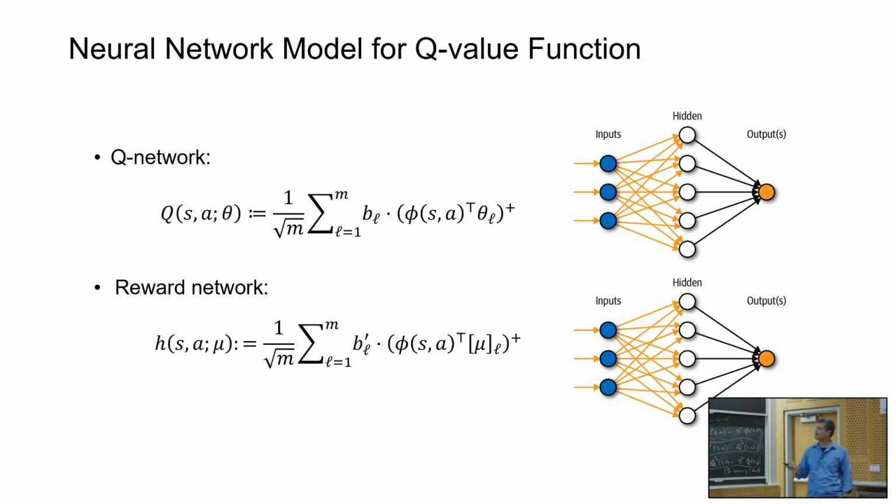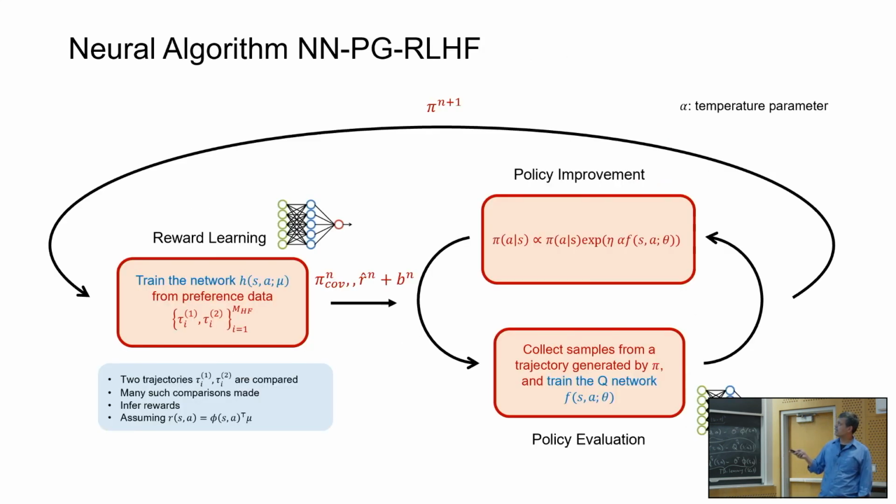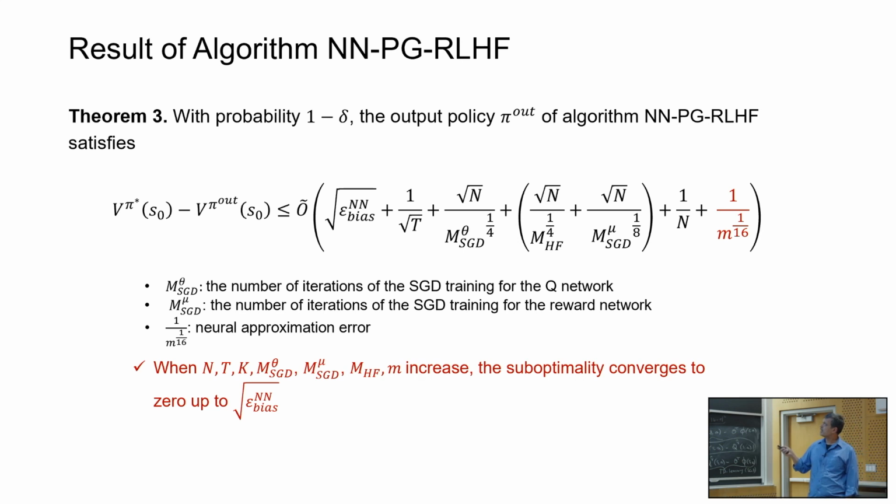For a single hidden layer neural network, we no longer have to assume this parametric model, and both the reward and the Q functions can be learned approximately through a neural network. Of course, if m is sufficiently large, neural networks can approximate any continuous function over a compact set. So you have better representation capability than just a linear network. And here we get an even worse result. We get 1 over m to the power 160, where m is the size of the neural network. So there is a dependence on the size of the neural network.